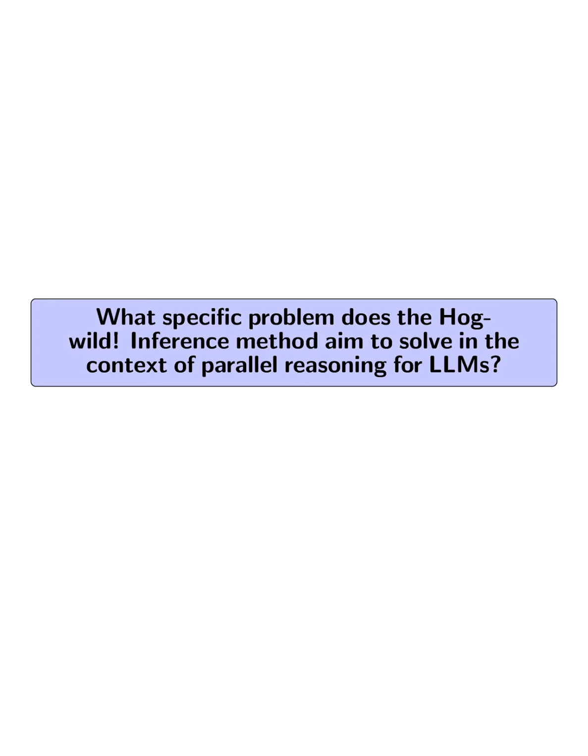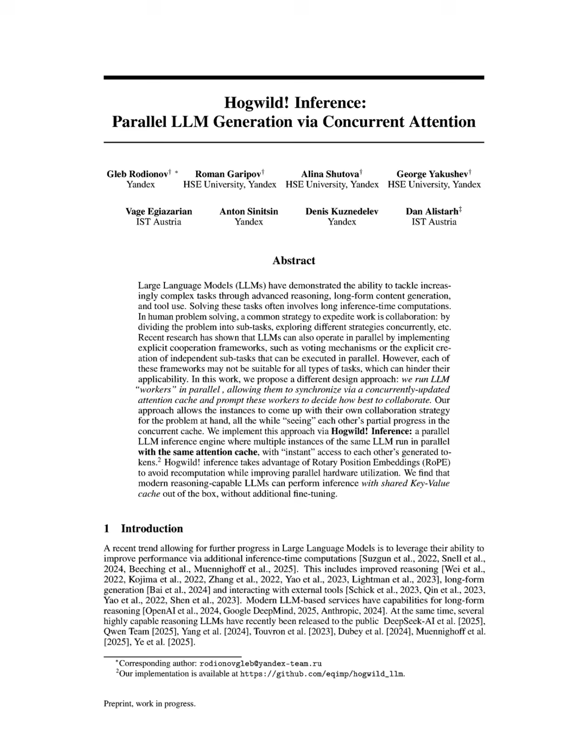What specific problem does the Hogwild inference method aim to solve in the context of parallel reasoning for LLMs? The Hogwild inference method aims to address the limitations of existing parallel reasoning strategies for large language models, LLMs, by allowing multiple instances to collaborate dynamically without a predefined framework.